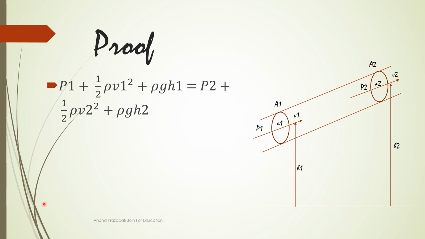So we write down here: pressure of the liquid plus half the density of the liquid times the square of the velocity of the liquid plus the density of the liquid times the acceleration due to gravity times the height from the surface of the earth is constant at any point of the pipeline. So in this way, Bernoulli theorem is proved.